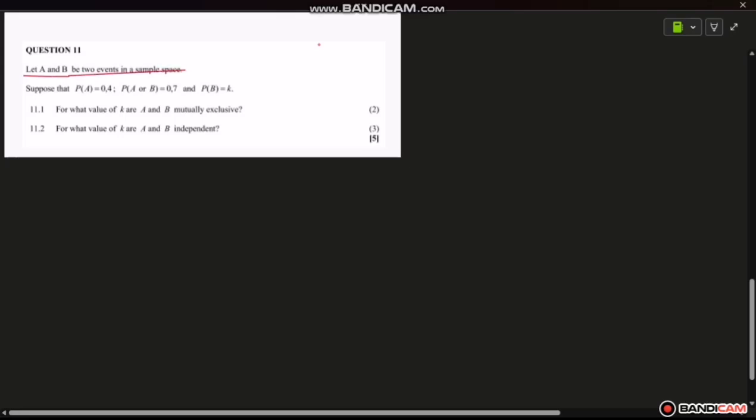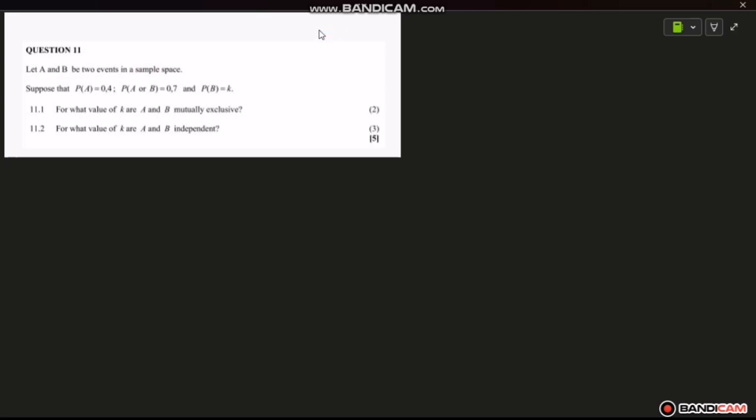Let A and B be two events in a sample space. Suppose that P of A equals 0.4, P of A or B equals 0.7, and P of B equals K. For what values of K are A and B mutually exclusive?